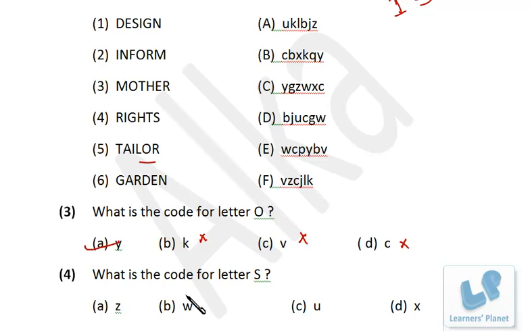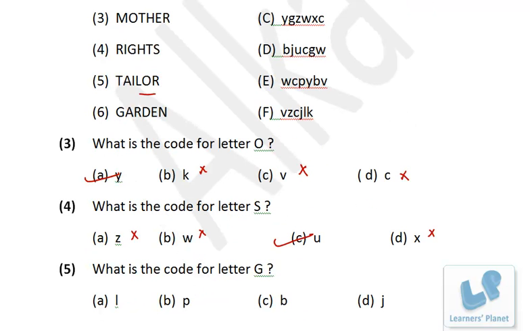Now, what is the code for letter S? So S is there in the first word. Z we have there. W we don't have there. That means W is not the correct choice. U is there and X is not there. That means X is not the correct choice either. That means we are left with Z and U. Now we have S in this word, that is RIGHTS, and out of Z and U we have U over here but not Z. So no confusion at all. U is the correct choice, Z is incorrect. Right? Now what is the code for letter G?